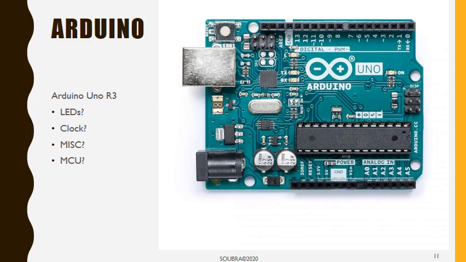Who else can see something? Another LED here. All right. So here, right under the top edge of the board, we have a LED called L.